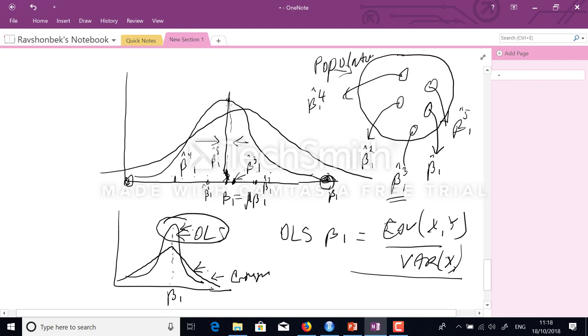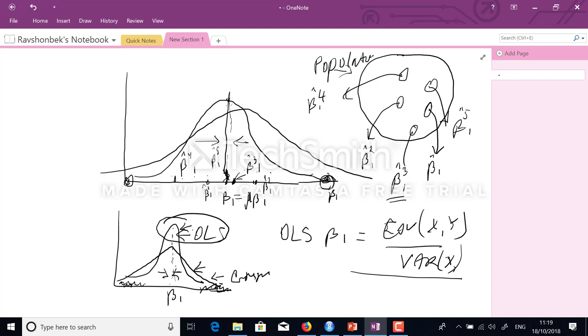This one here is not the efficient one because many of the betas fall on the tails, with a high probability, while OLS ones lie mostly or spread around close to the mean. Now, does that answer your question? Yeah. What needs to be efficient? It's the estimator that needs to be efficient for the betas to be close to the mean.